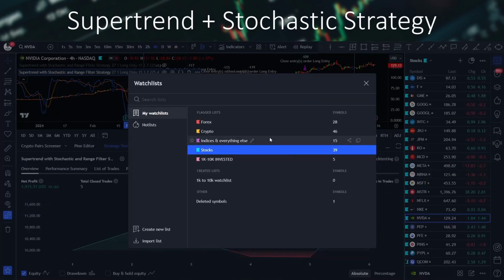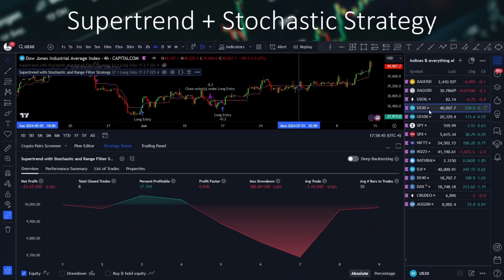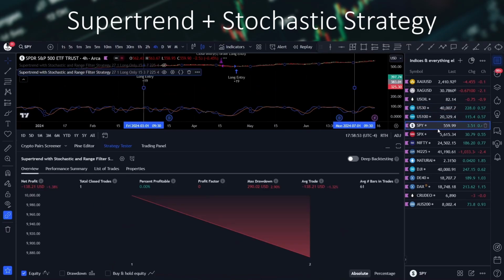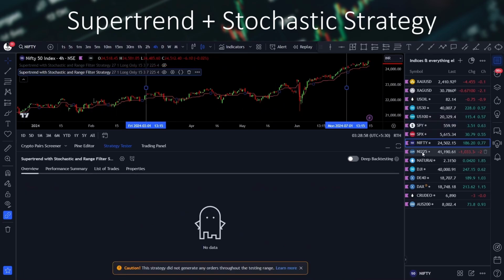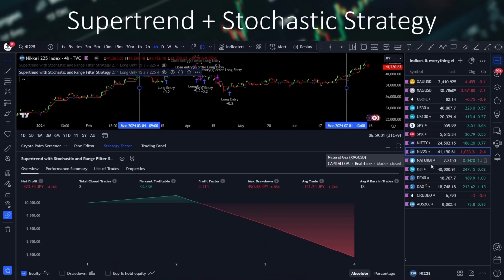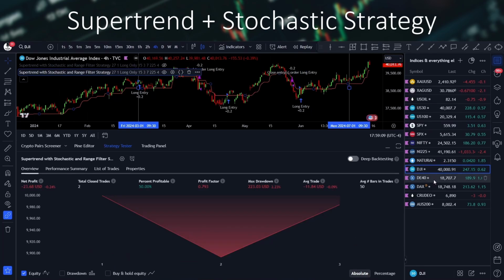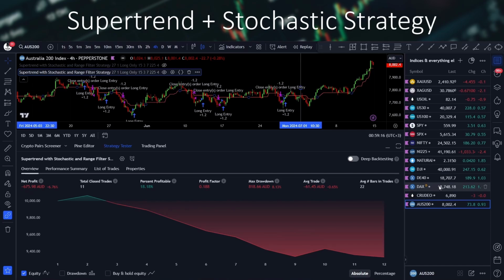Now let's see the indexes. First, US 30, it is break even. US 100 is profitable. The S&P had only 1 trade and it lost. The Nifty no trades. Nikkei is losing. Natural gas is profitable. Dow Jones is break-even, and the AUS 200 is losing too. So it did not really perform well after the optimization date.